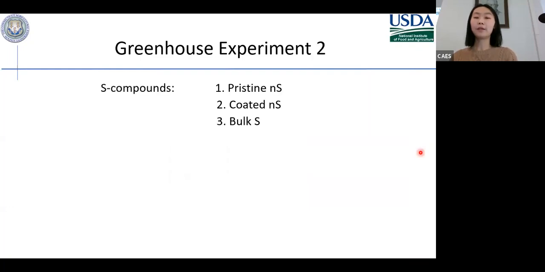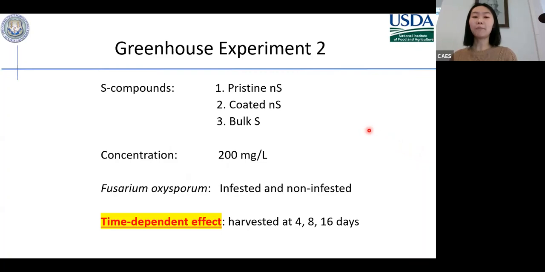We actually did 2 greenhouse experiments. In this one, we use a similar design, but we want to study the mechanism of the interaction. So we designed a time-dependent harvest. We harvested the tomato seedlings at 4, 8, and 16 days after transplanting to the Fusarium-infested soil.